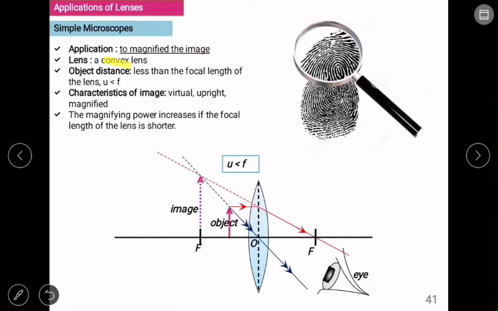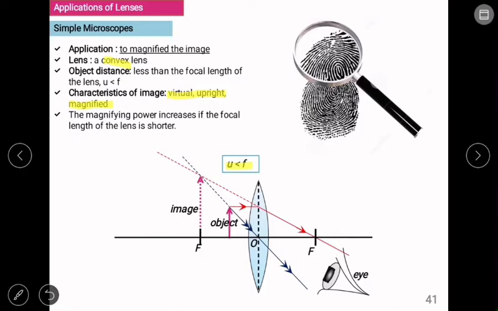The object distance when using a simple microscope is less than our focal length, meaning U is less than F. And since U is less than F, the image formed will be virtual, upright, and magnified. Alright? Virtual, upright, and magnified.